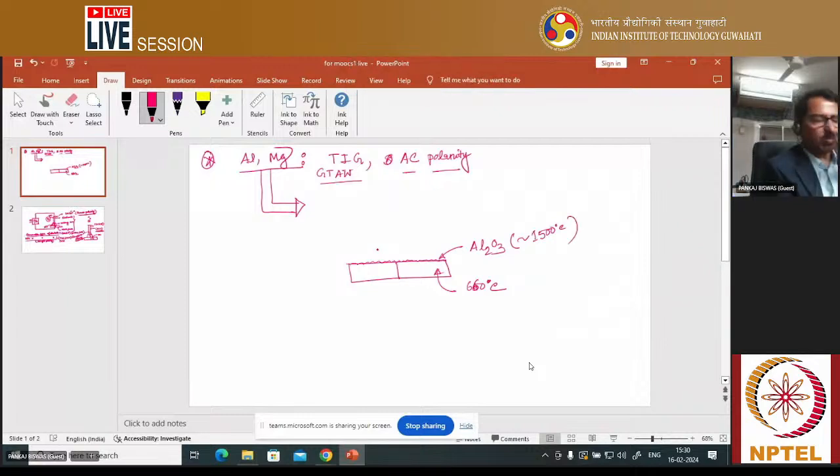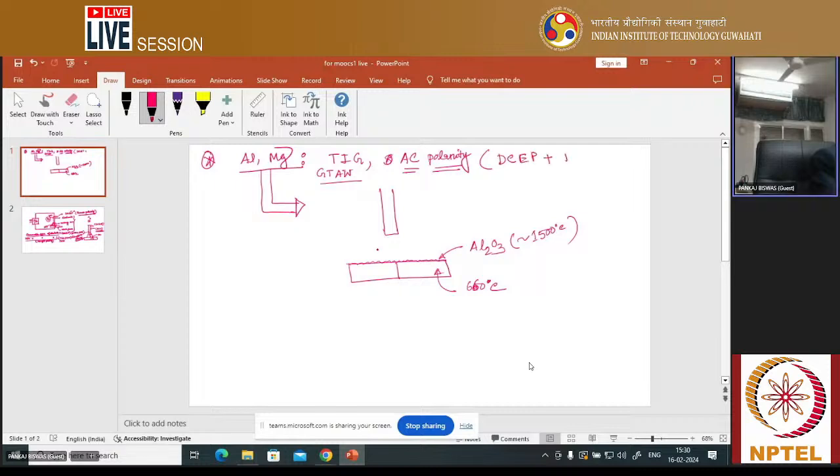So during the welding process, why do we use TIG welding for aluminum, and why do we use AC polarity? AC polarity is a combination of direct current electrode positive plus direct current electrode negative. This you should keep in mind. AC means it is alternating its polarity: sometimes it is positive, sometimes it is negative. Understand what I am telling?